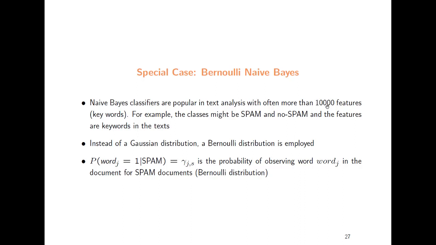And then we wouldn't assume a Gaussian distribution, but a Bernoulli distribution, which essentially just means we're considering the proportion of the two cases. So, for example, the probability that the word J occurs in an email, given that it's a spam email, would be this gamma parameter for J and spam. So it's the probability of observing word J in the document for spam documents. And 1 minus this number would then be the probability that it's not occurring in the spam email.